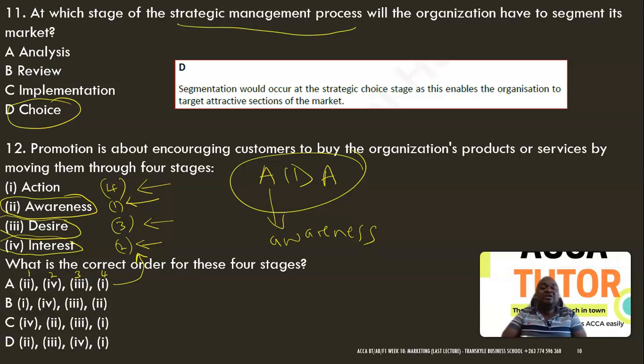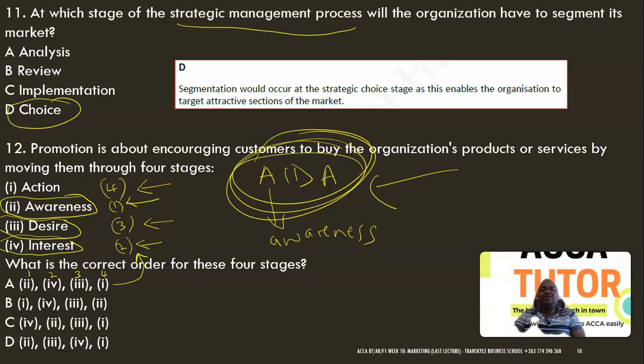But how did I manage to know that A is the answer? I was assisted by AIDA. That's the philosophy, the acronym that has assisted me to arrive at the correct answer. This one, I want you to memorize it, right? But okay, let's get the logic.